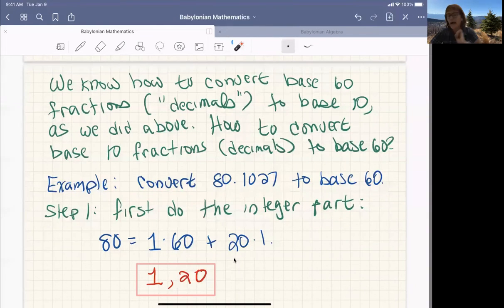So if you've forgotten how to do this, I will be posting the notes that includes the examples that we did in class on Tuesday. So you'll have that to refer to. Okay, so whatever number multiplies the 60, that's one of our digits. That's our first digit. And the number that's multiplying the 1 is our second digit. So that's where we got those two. So the integer 80 is written in base 60 as 1, 20.